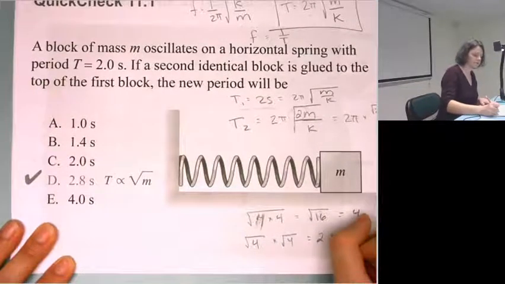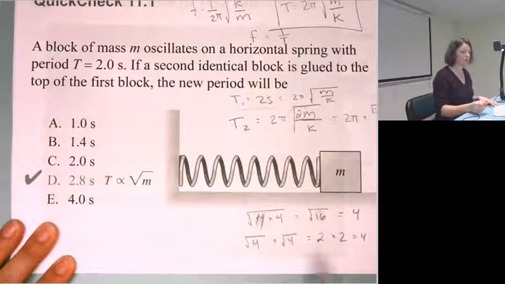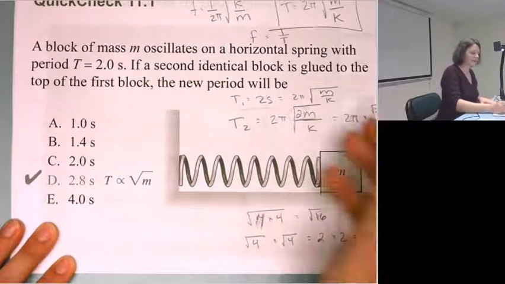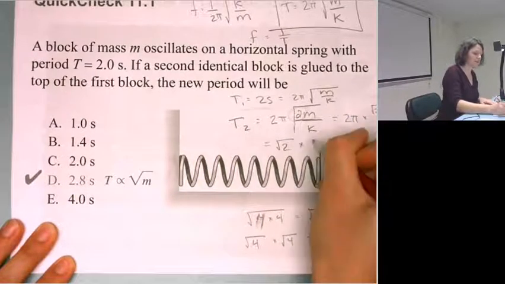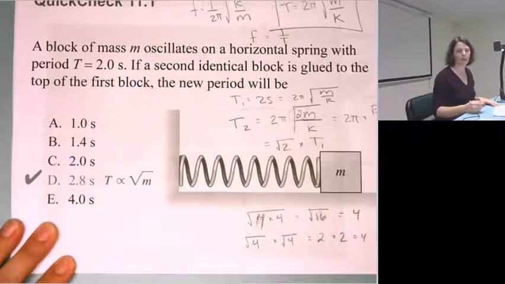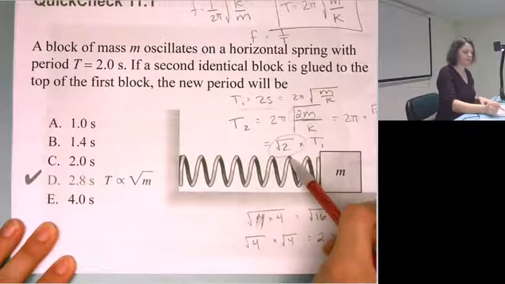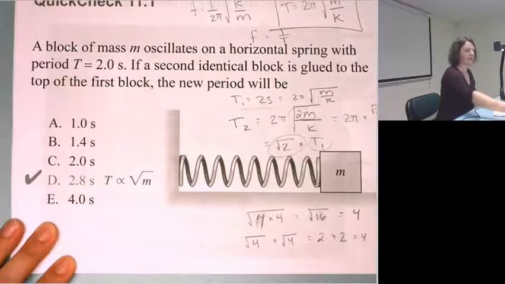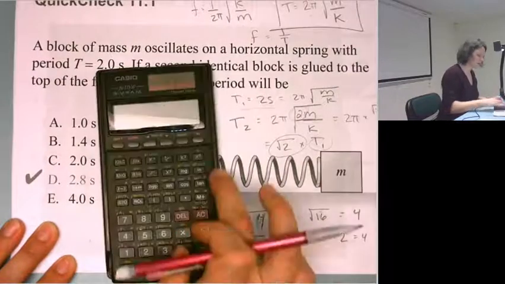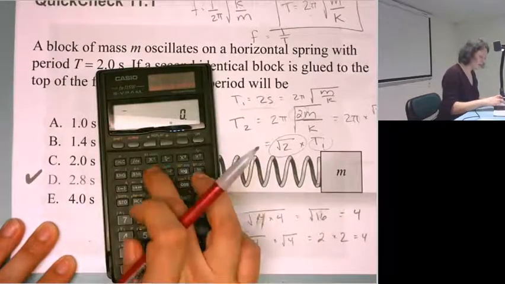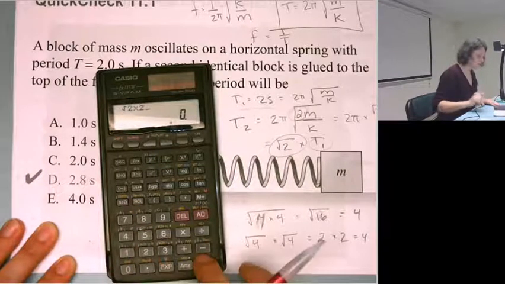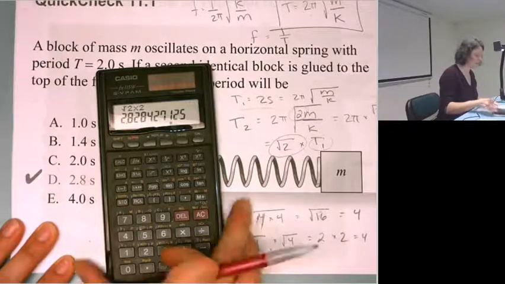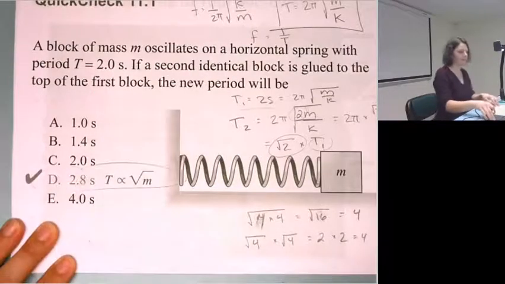Square root of 4 times 2, and that's 4. Okay, so it's totally fine to split this apart. And that means that T2 is just the square root of 2 times whatever T1 was before. So I'm going to take this factor of square root of 2. T1 before was 2 seconds, and the square root of 2 times 2 is 2.8. So I got 2.8, circled it. There we go.